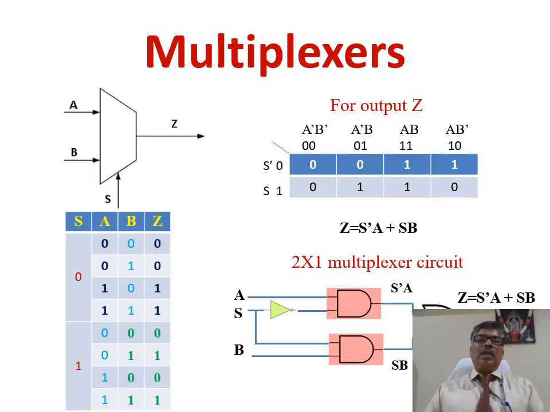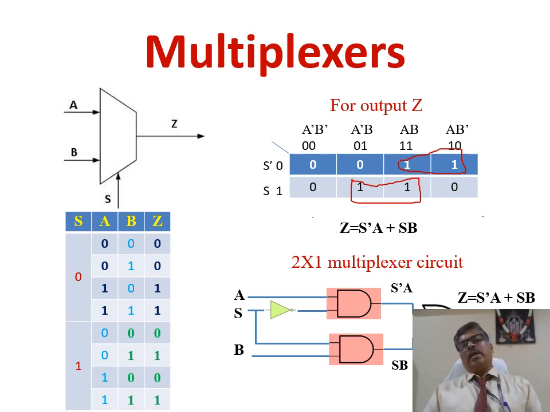Now look at the design of the simple 2 by 1 multiplexer. As you know the truth table for the 2 by 1 multiplexer, now we can go for the Karnaugh map for solving the equation. So what is that equation? We get Z equal to S prime A as well as SB. The equation can be obtained by the Karnaugh map method.